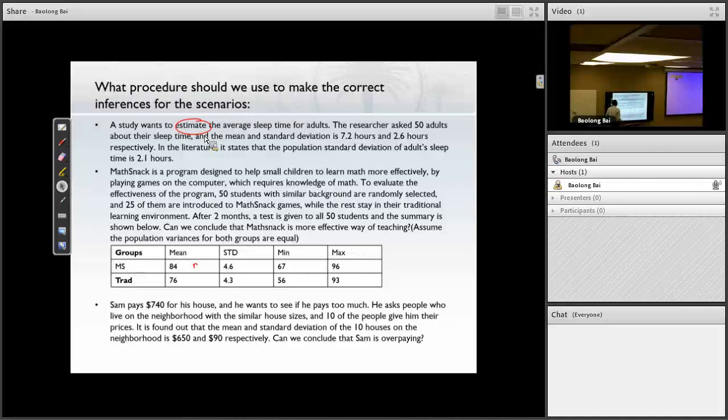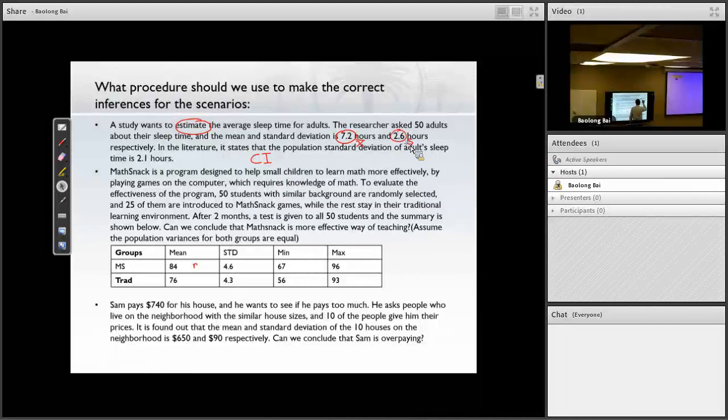Again, look at the keyword, estimation. That means this is a confidence interval, right? Then is it a Z or is it a T? We need to look at what information is given to us. 7.2 is the average of the sample, x bar, and 2.6 is the standard deviation of the sample, that's s. And 2.1 is the population standard deviation, so this is sigma, right? Sigma is given to us, that means we need to do a Z confidence interval, right?